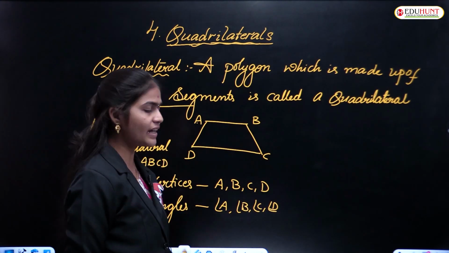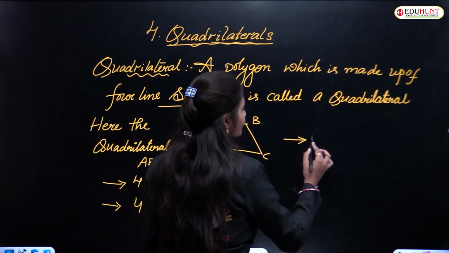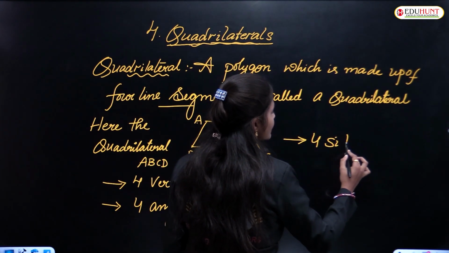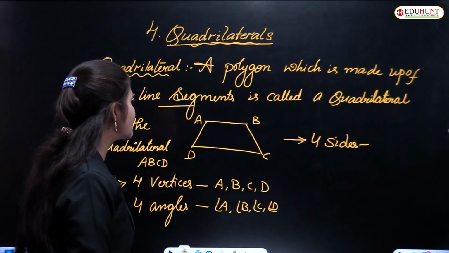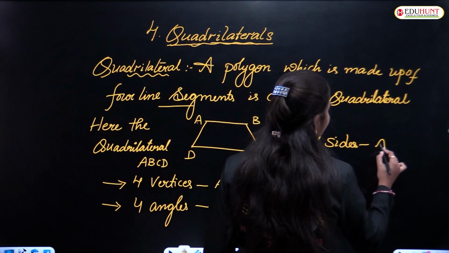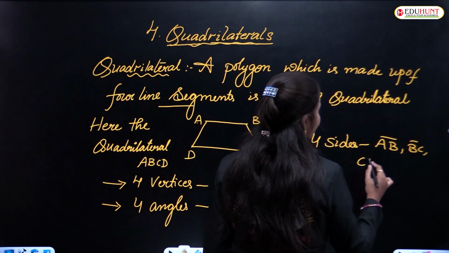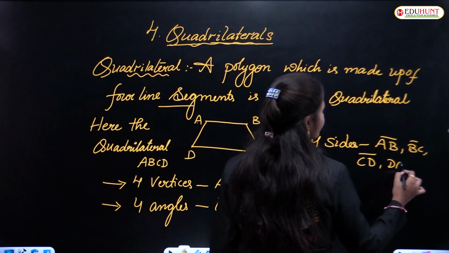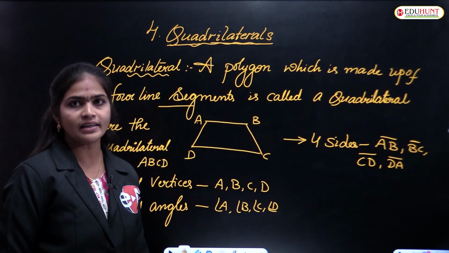Next, it has 4 sides. How many sides? 4 sides. The 4 line segments we call 4 sides. What are those sides here? AB, BC, CD, DA. Like this we have the 4 sides of a quadrilateral.